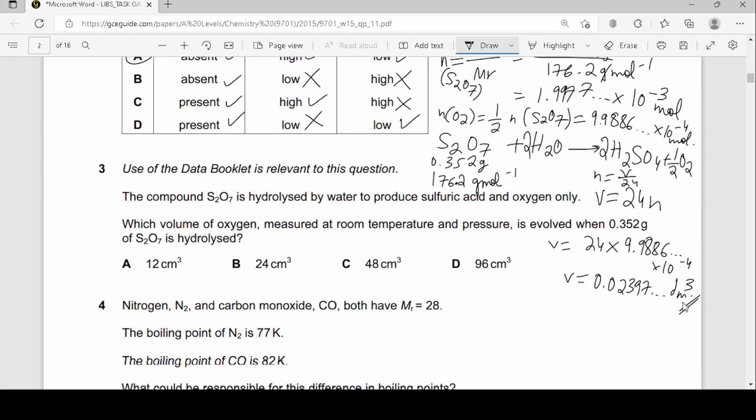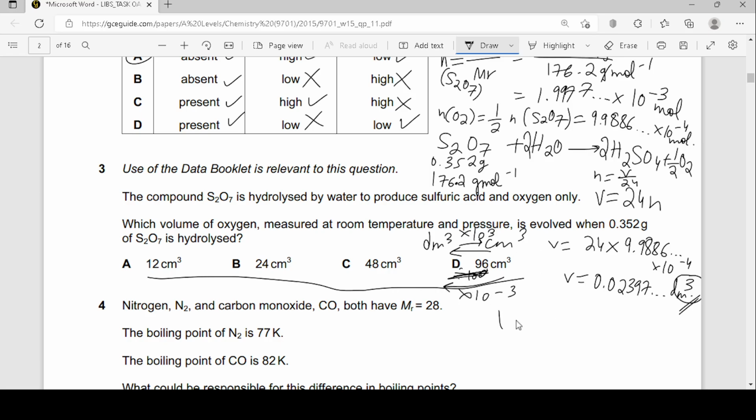All right, but note that this is in dm cube and my options are all in cm cube. So what is the conversion from dm cube to cm cube? You should have it memorized at this point. It's into 10 to the power of 3, or into 1000, and from cm cube to dm cube it should be divided by 1000, or you can say into 10 to the power of minus 3.